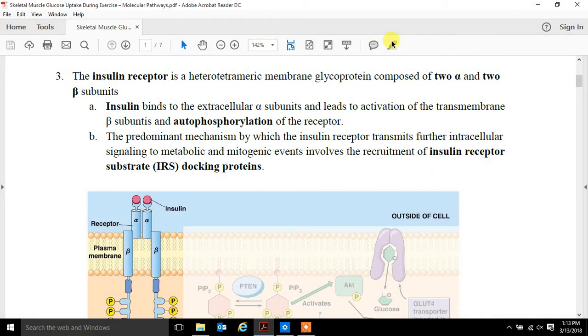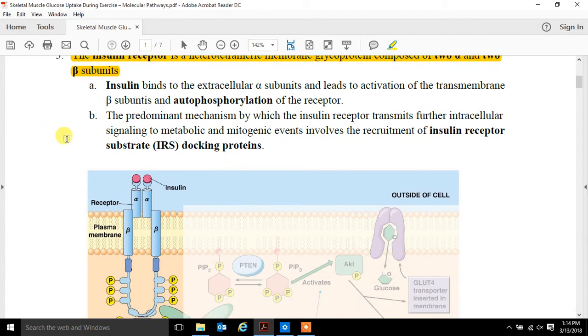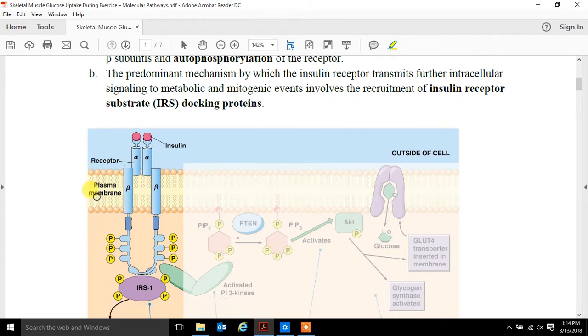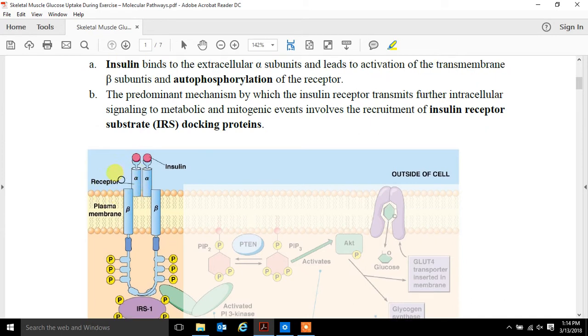What are some characteristics about it that we need to know? Well, it's a heterotetrameric membrane glycoprotein. It's got 2 alpha and 2 beta subunits. So we can see here in this image, we've got our plasma membrane. We've got 2 alpha and 2 beta subunits.